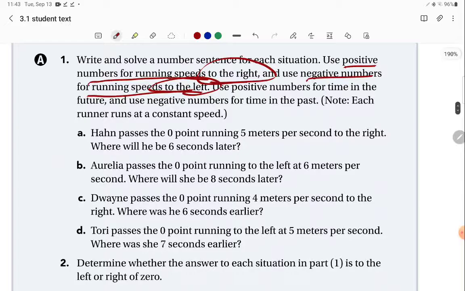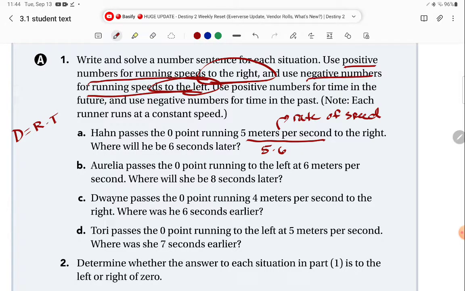So in part A, Han passes the 0 point running 5 meters per second to the right. Where will he be 6 seconds later? So if he's running 5 meters per second, that's his rate of speed. That's how fast he's running, and he runs that for 6 seconds. How far has he gone? If he's running at 5 meters per second for 6 seconds, you just multiply those, and that gives you the total distance. And this is based off of the equation: distance is equal to rate times time.